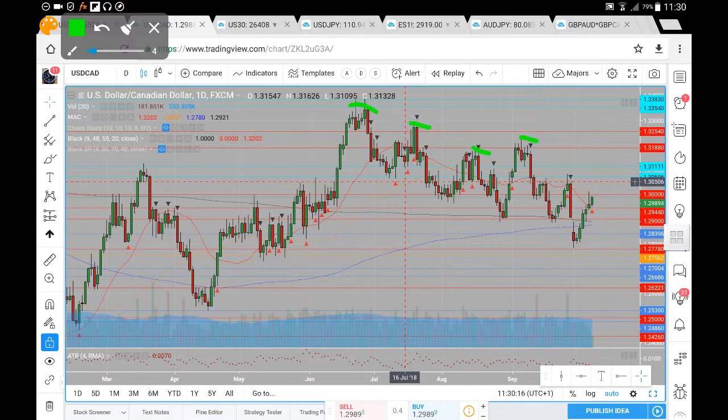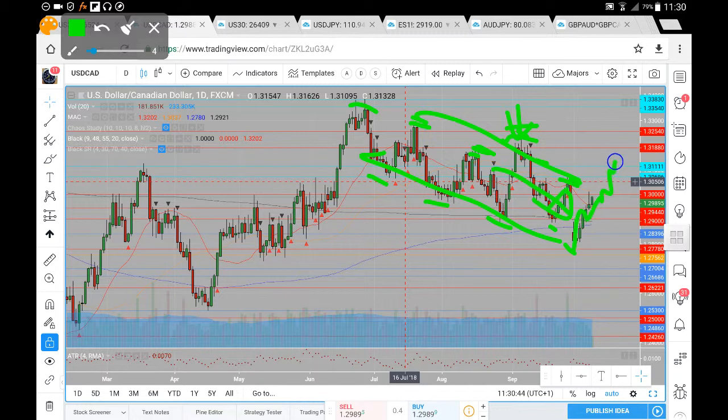Overall, we were trending downwards here on the US dollar CAD. We had a series of lower highs, with the exception of this level here, but we had a series of lower highs here to the downside, lower lows as well. So that was the trend. We were still trending slightly to the downside, even though it was a slow process.